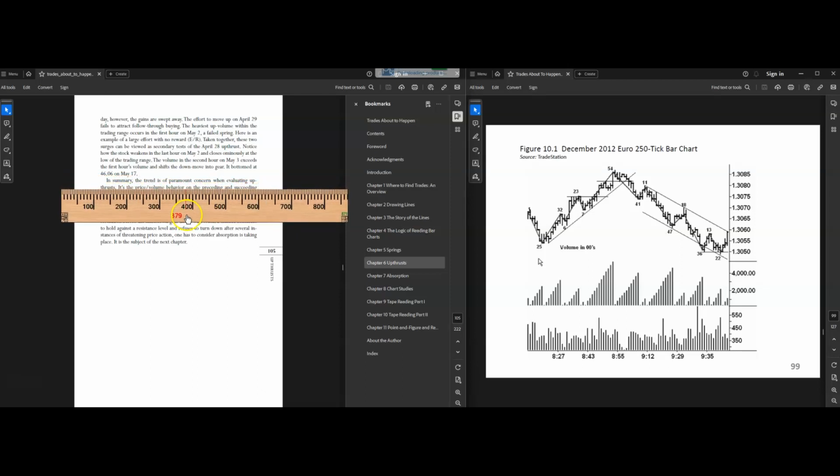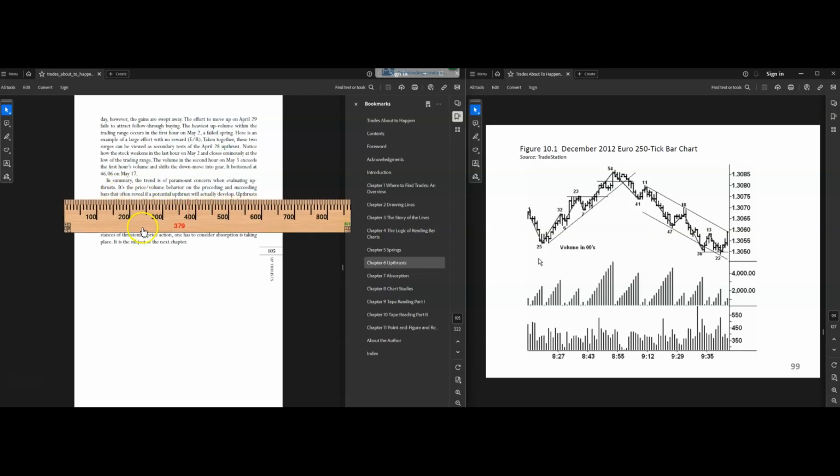In summary, the trend is of paramount concern when evaluating upthrusts. Again, make sure the trend is on your side when you're trading upthrusts. And yes, you should know the price volume behavior of what happens before the upthrust, but that can be observed when the price is at the resistance level. You don't have to sit there and watch every single bar form.